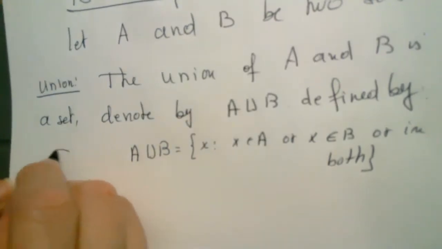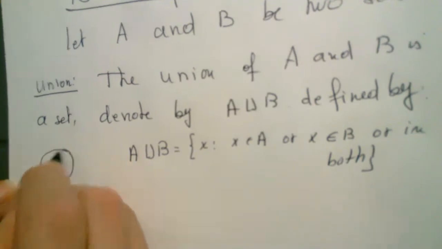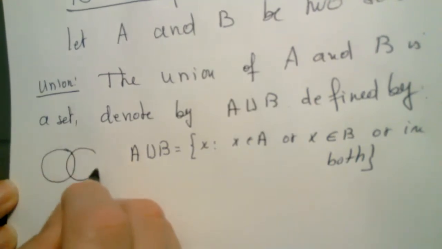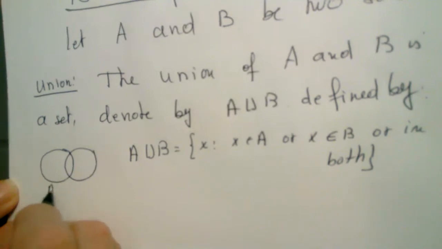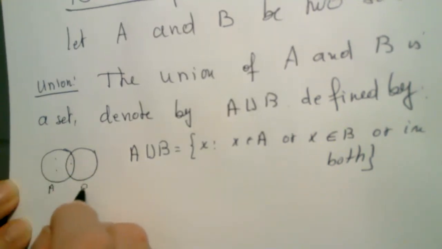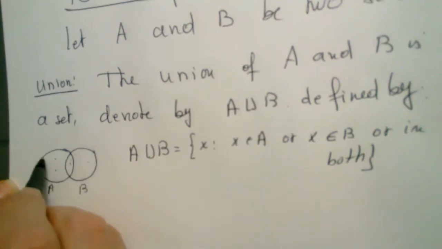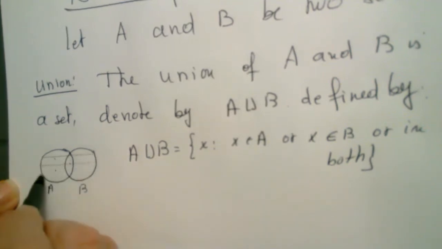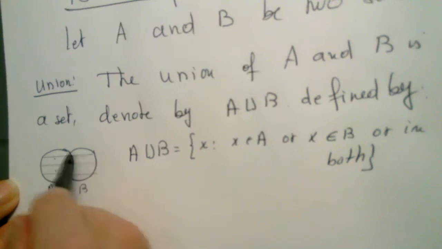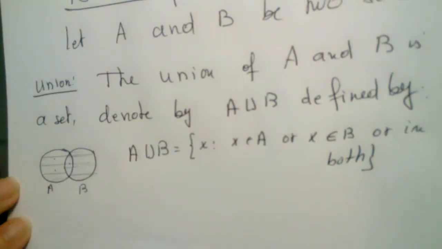And sometimes we use what we call a Venn diagram, which I will talk a little bit more about at the end. Suppose I visualize A as this set, and I visualize B as this set. Sometimes we visualize A union B as everything here and here together. That's how we use the Venn diagram.